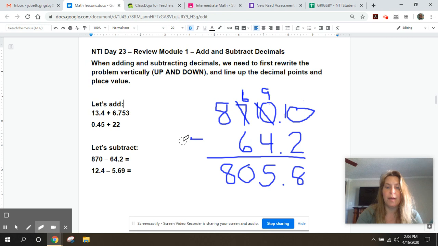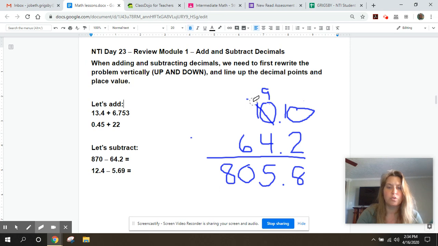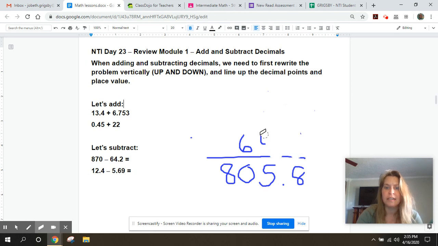All right, go ahead and pause the video. You have one more subtraction problem to complete, and then we're done for today. I know, awesome. So 12 and 4/10 minus 5 and 69/100. Remember, you have one thing to remember when you're adding and subtracting decimals. Line up the place values. Line up the decimal points. Pause, line it up, and solve. Go.